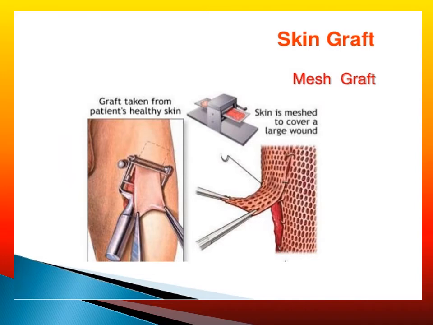Here you are seeing the mesh graft. In the first picture you are seeing the graft taken from the patient's healthy skin, and the skin is meshed to cover a large wound. Mesh graft is a technique in which multiple pieces of skin are carefully arranged. From the healthy area we will be collecting multiple pieces of skin, and it will be carefully arranged to cover the burnt area. This mesh graft is also mainly useful for a large wound.